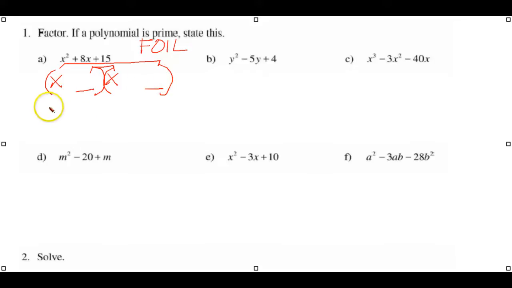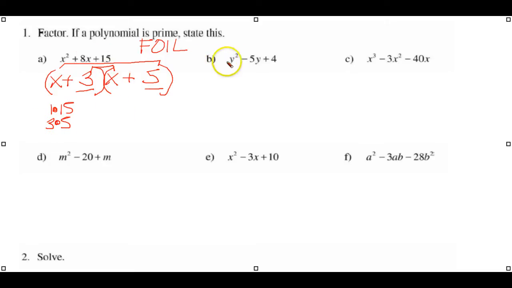So mentally you can start going through the factors. 1 times 15, 3 times 5, and there you have it. So this will be a 3, and this will be a 5. Now check your signs. Here it's positive, here it's positive. So all these will be positive. And when we do the FOIL, it checks out.